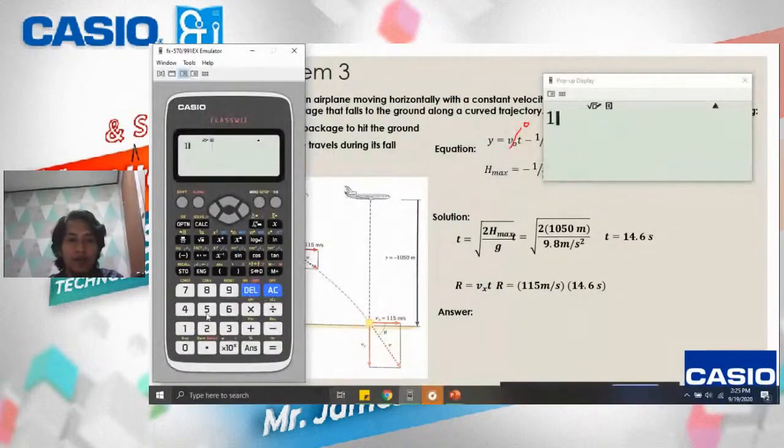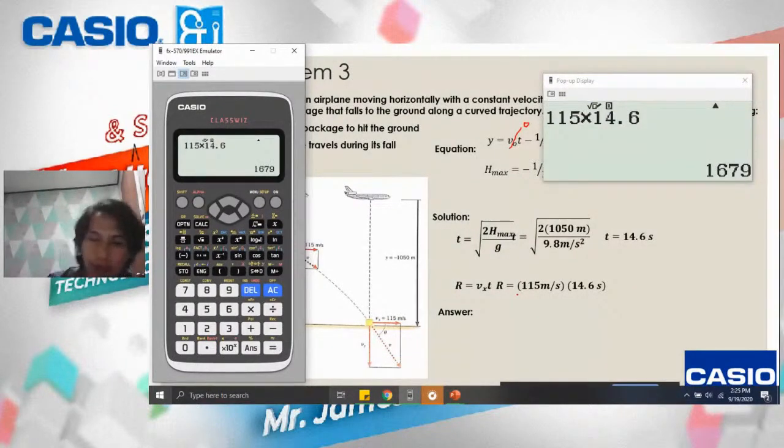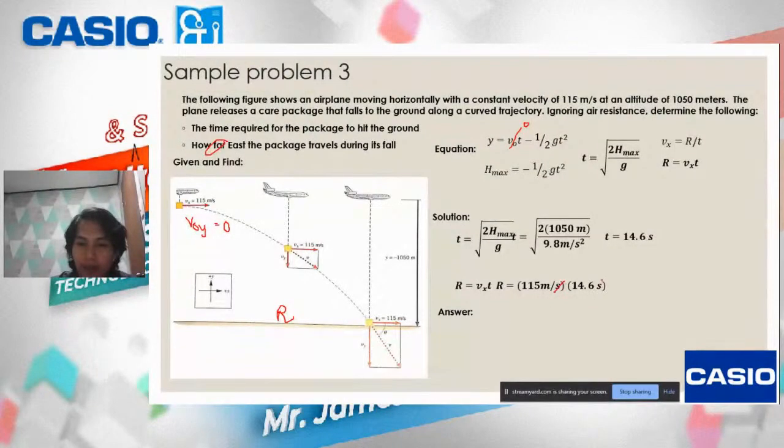So 115 meters per second times 14.6 seconds equals 1,679. So the time cancels, and then our answer will be 1,679 meters.